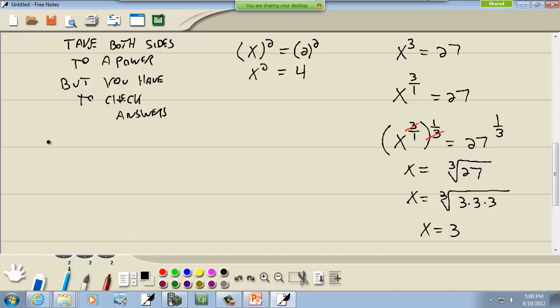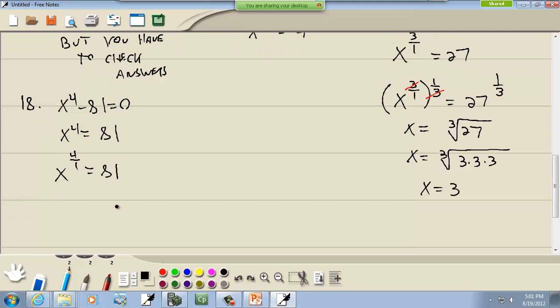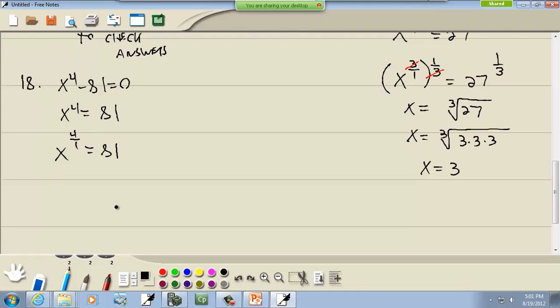Now this next one, we've got x to the 4th minus 81 equal to 0. And again, we want to get the part with the power by itself. So I'm going to take negative 81 to the right side. So we've got x to the 4th equals 81. And I want to write the 4 in fraction form, so it's 4 over 1 equals 81. And we're going to raise both sides to a power equal to the reciprocal of that. So we're going to take both sides to the 1/4 power.